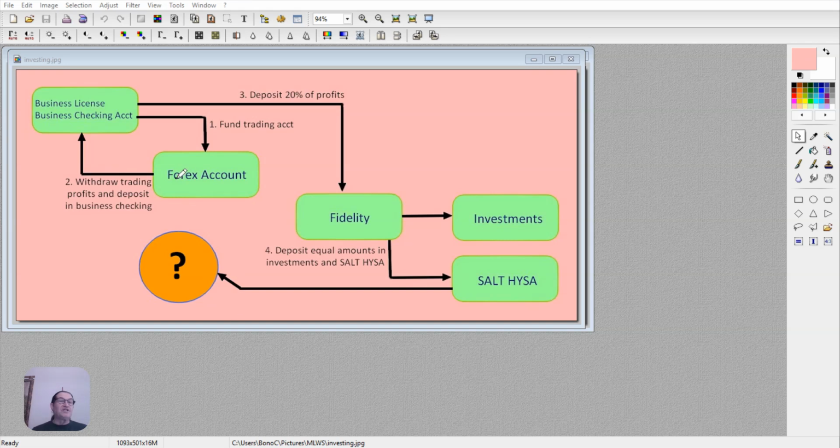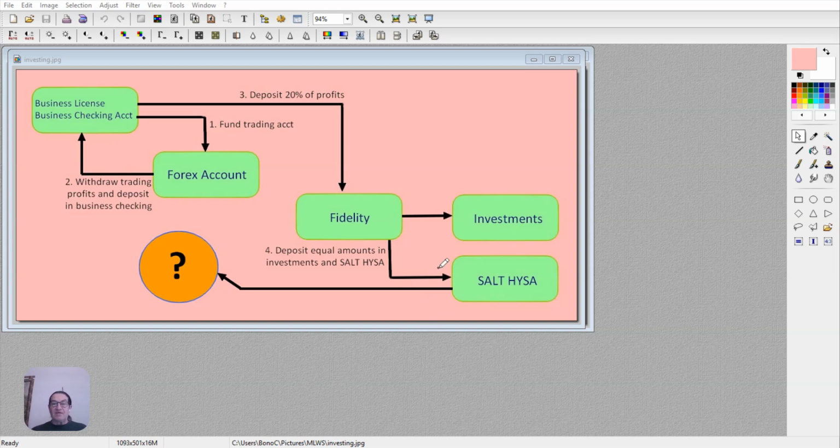perpetual machine. From the profits that we earn through forex, we reinvest it in the checking. From the checking account, we then transfer 20% into Fidelity, and from there we split up in equal portions between our investments and our HISA account, and that continues. So this is a process that just repeats continuously, and that's the basis of the system, a system that, when you commit to it and stick with it, works very well.